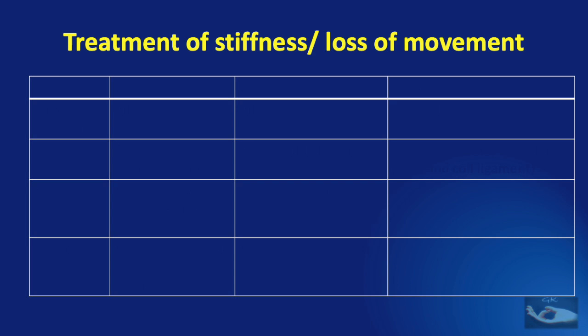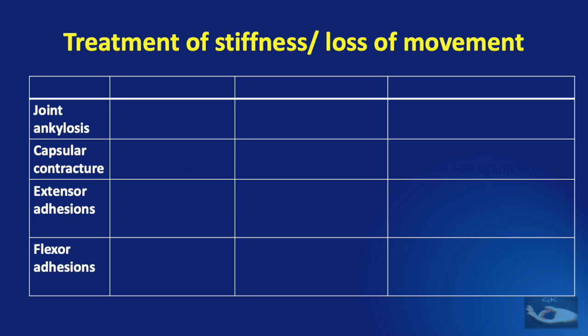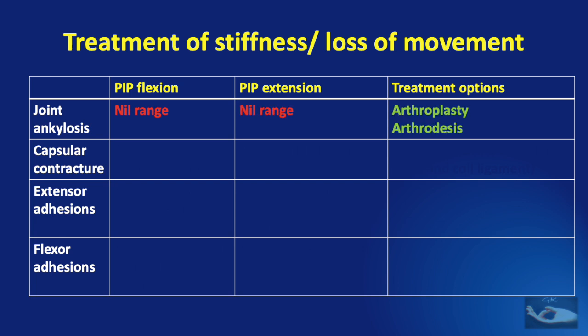This problem can occur due to joint ankylosis, capsular contracture, extensor adhesions, or flexor adhesions. To differentiate these conditions, we shall analyze the PIP joint flexion, PIP joint extension, and subsequently the treatment options available for each of these conditions. In joint ankylosis, there is no range of motion in the PIP joint flexion or PIP joint extension, and the treatment options would be arthroplasty or more ideally arthrodesis.